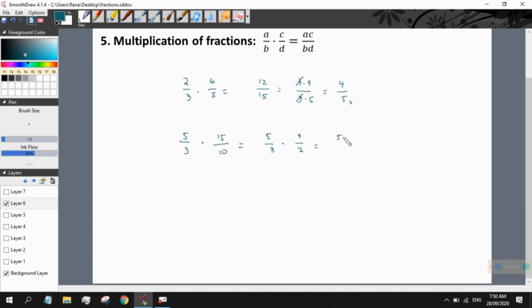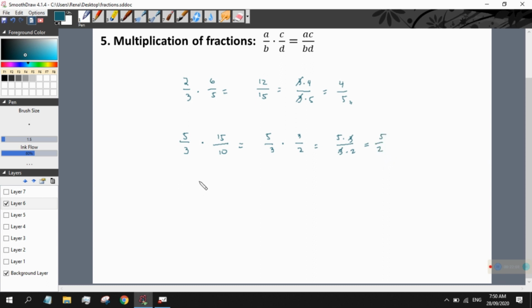You have 5 times 3 over 3 times 2. And also, you have common factors in the numerator and denominator, which is 3, right? So, you can remove it immediately because 3 divided by 3 is 1. You will be left with 5 over 2.